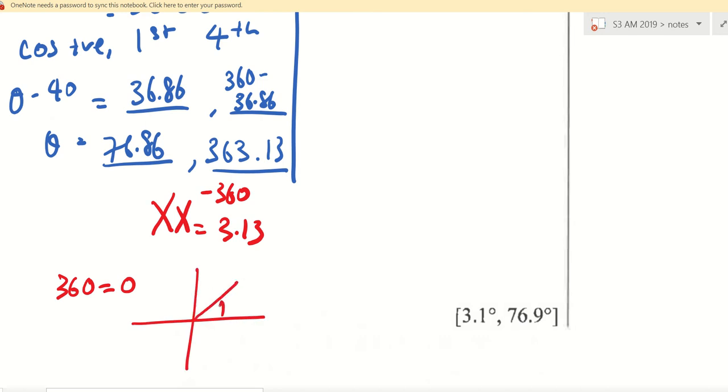360. But is it the same as 0? Yes, right? So I go one round, it's the same as 0 degree. But I say this is wrong presentation. You must never present your answer like that, minus 360, then I get the answer. Cannot present like that.